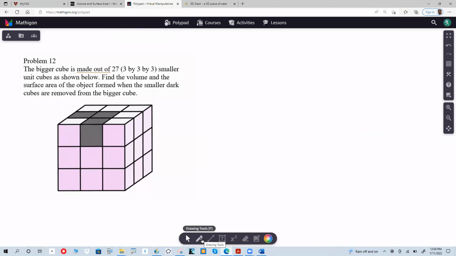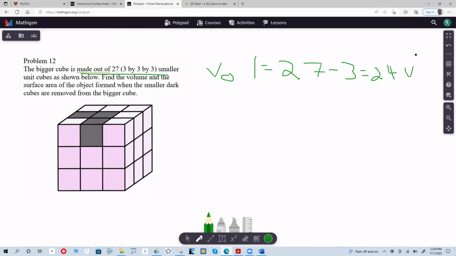Now, this one says, find the volume. Well, the volume is very easy. The original volume, 27, but subtract 3. You're only subtracting the gray ones. The answer is 24, like before. Unit cube, nothing going on. Surface area is a little tricky. The original surface area, again, is 9 squares per face. There are 6 faces. I'm just going to write 54. Okay? This one is a little tricky, guys.